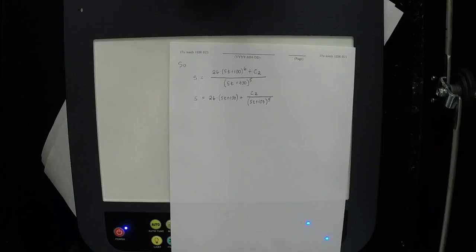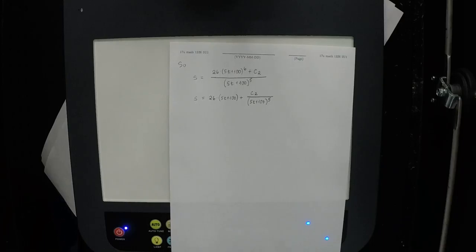How do we figure out C1? I'm getting all off. We're all like 3 pages. The volume, so when we were trying to figure out C1, that was the initial volume.